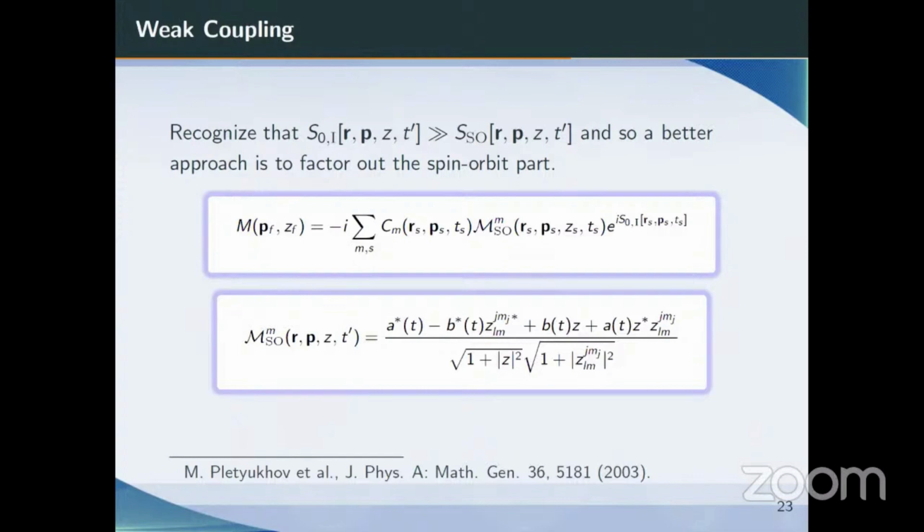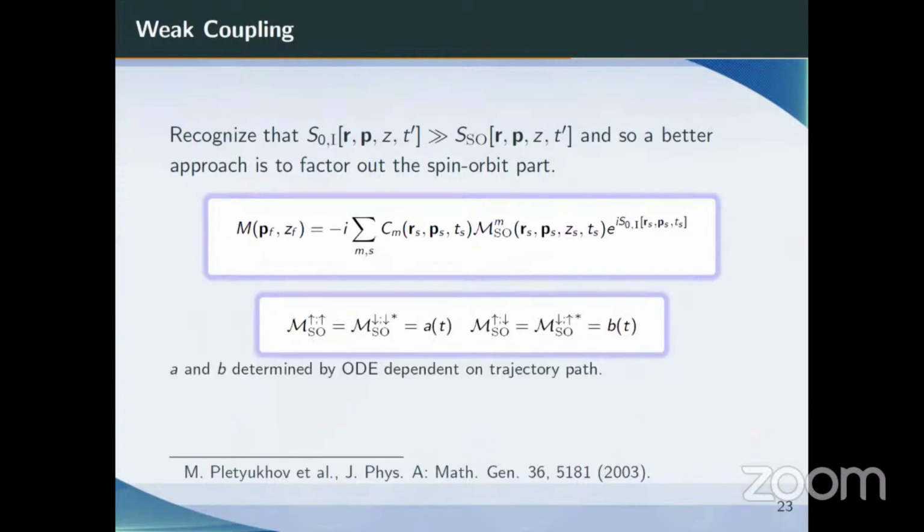So this equation looks kind of complicated for the spin orbit dynamics, but it's not really, it's just dependent on these two parameters, A and B. And A essentially is giving us spin preserving transitions, and B is giving us spin flip transitions.